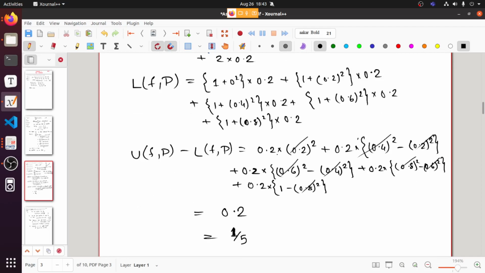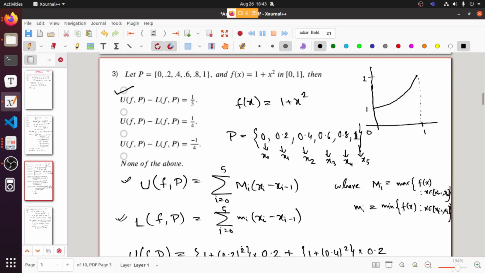You can see that it will be 0.2 into 0.2 whole square plus 0.2 into (0.4 whole square minus 0.2 whole square) plus 0.2 into (0.6 whole square minus 0.4 whole square) plus 0.2 into (0.8 whole square minus 0.6 whole square) plus 0.2 into (1 minus 0.8 whole square). Now you can see that the signs are alternating, so these terms cancel out. Similarly the 0.4 whole square terms cancel out, so only 0.2 remains. So this is 1 by 5, right? So you get UFP minus LFP is 1 by 5.